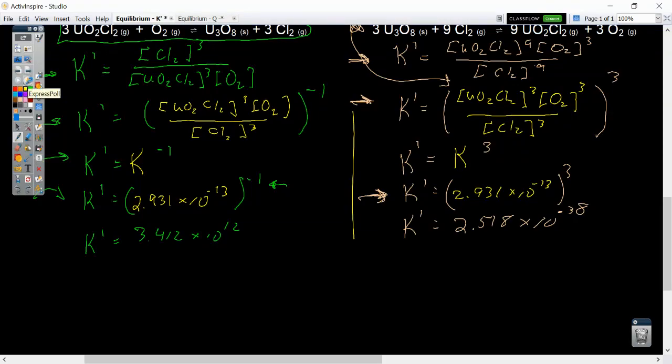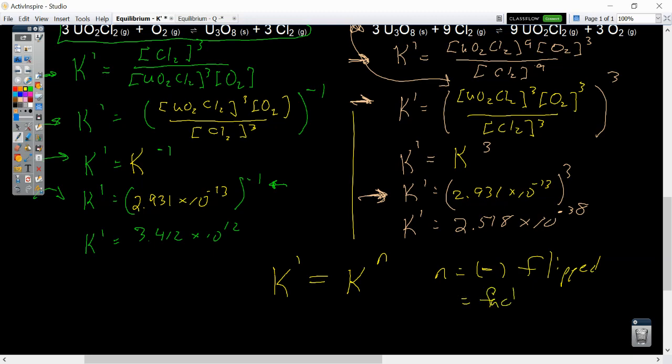Anyway, what we want to generalize from this is the whole idea behind it. You need a general equation to go from. Well, the derived constant, K prime, is the old K to some n power. n is negative if it's flipped, and then it's also the factor by which things were multiplied. So up here, there's a factor of 3 because everything was multiplied by 3. That is negative because it was flipped. So n is going to be negative if you flip. If we did both, it'd be to the -3.